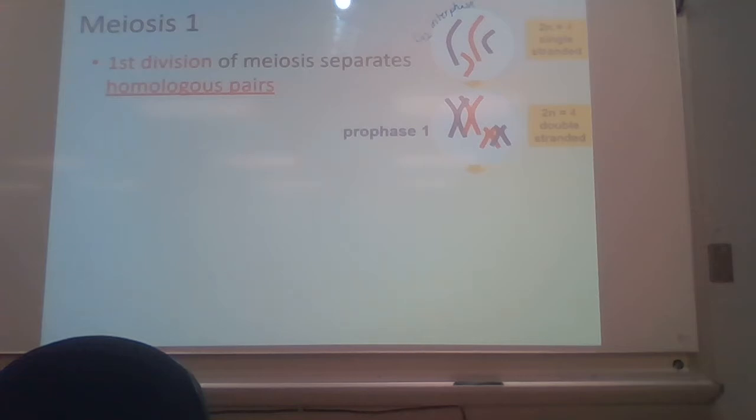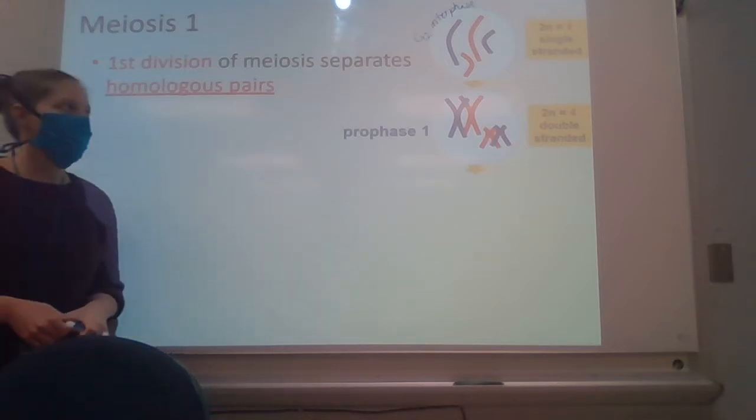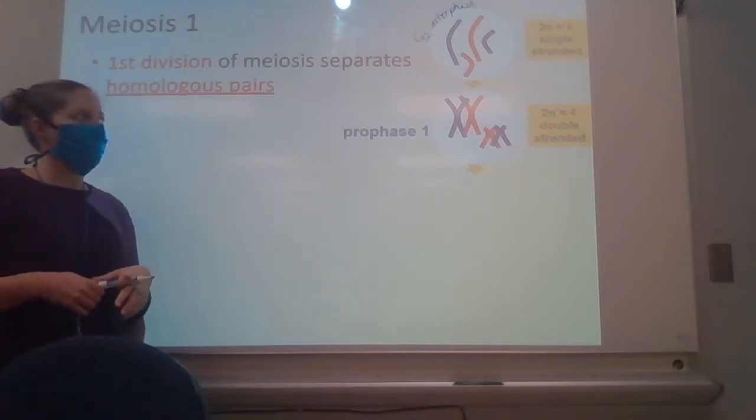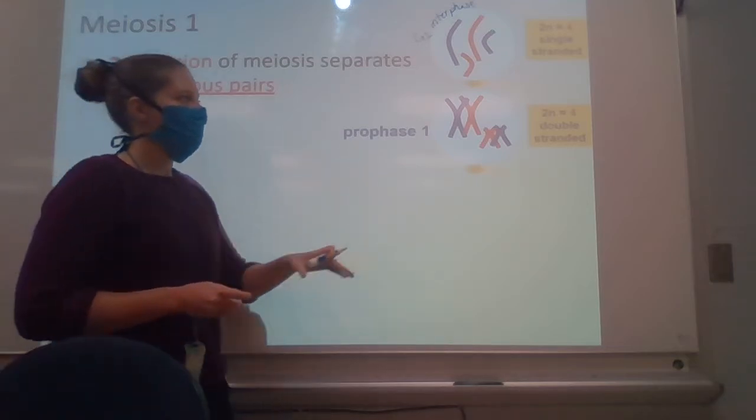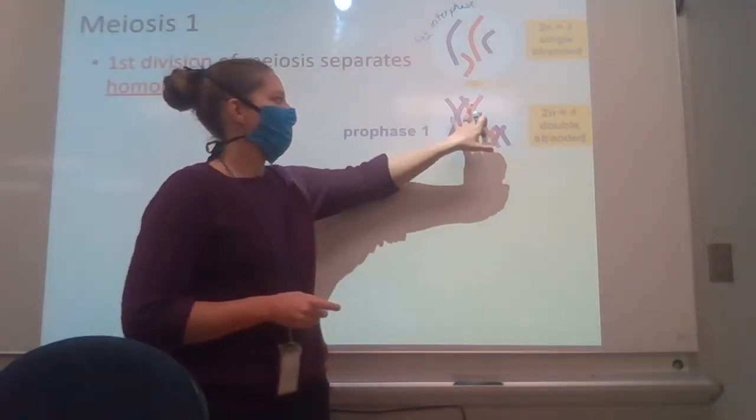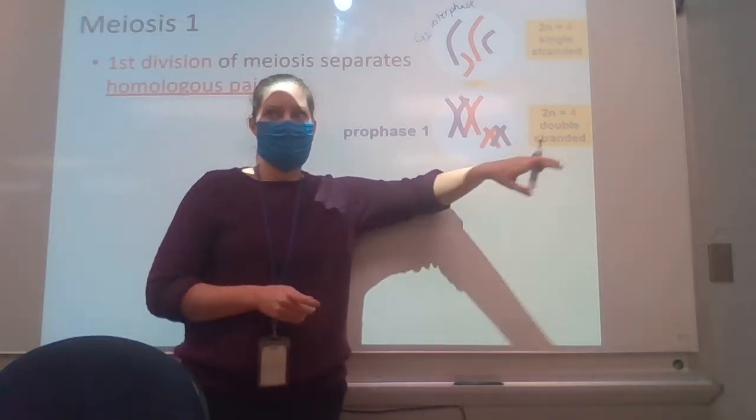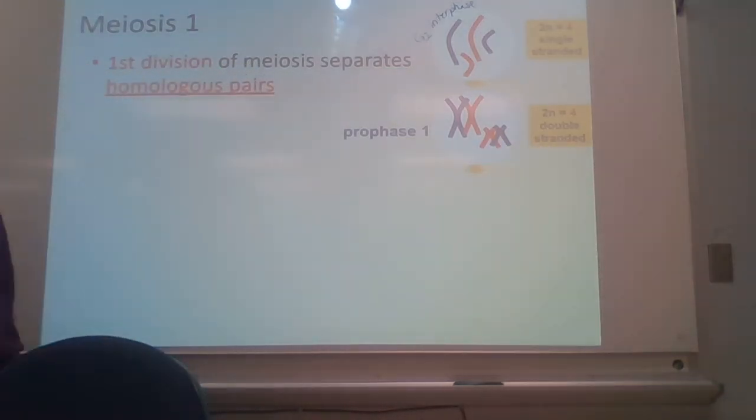So by the time we get to prophase 1, our chromosomes have replicated. So now they're no longer single-stranded, they're now double-stranded. So our notation is still 2n equals 4 because we still have 2 of each chromosome. It's just now each one of those chromosomes is duplicated, double-stranded.